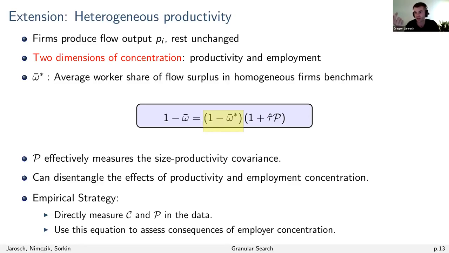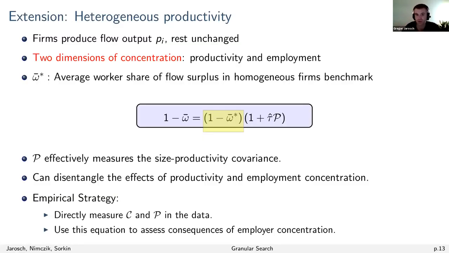Now, if it turns out that size and productivity are positively co-varying on top of that, then that shifts resources towards employers, and that's natural. Okay, so what we'll be doing in the data is effectively use that equation as an accounting equation to measure how powerful this can be.